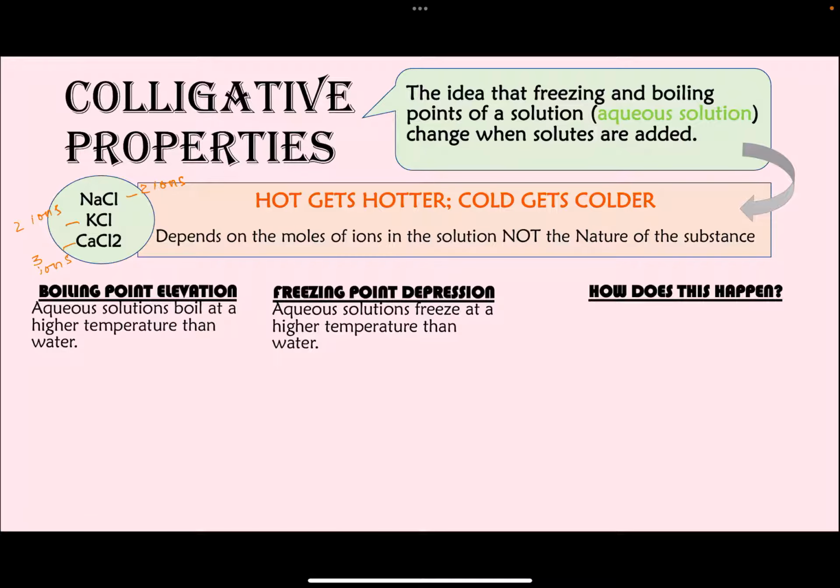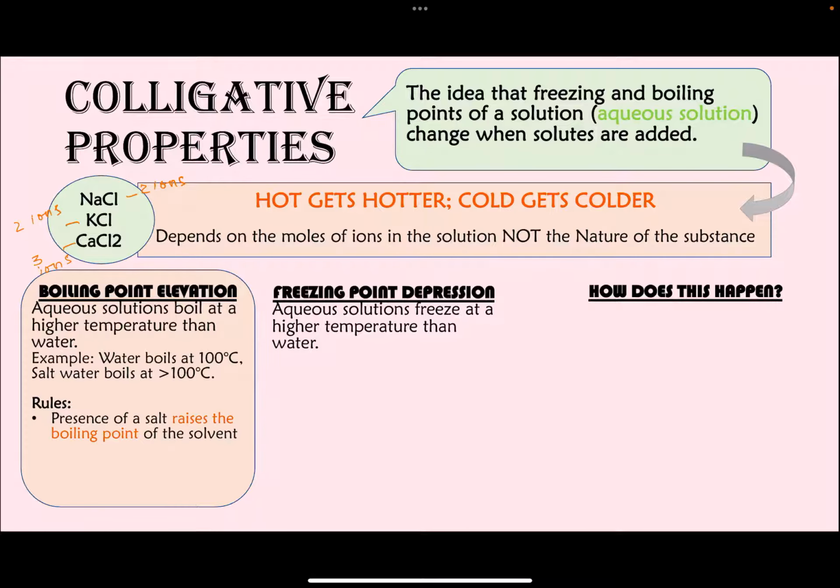So we define these two properties for freezing and boiling point as boiling point elevation and freezing point depression. So boiling point elevation means that when we are looking at an aqueous solution, it's going to boil at a higher temperature than water itself. So water is the solvent, which boils at 100 degrees Celsius. So if you are making an aqueous solution, then the boiling point of that solution is going to be higher than 100 degrees Celsius.